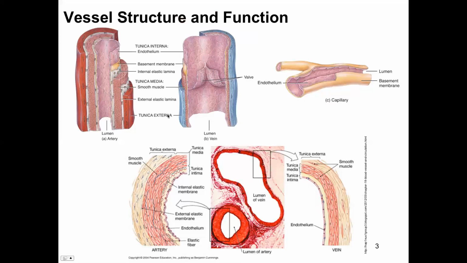Now, the outermost, or the most external layer, the tunica externa, is basically connective tissue, all right? So we have that on the outside, helping to hold these vessels in place.